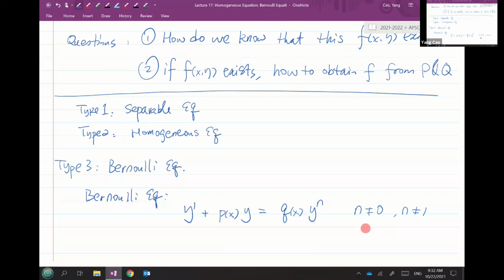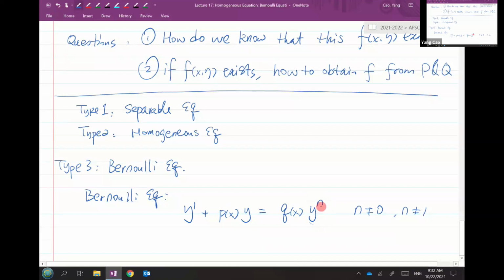Can anybody tell me why we're excluding n equal to 0 and n equal to 1? What happens when n equal to 0? When n equal to 0, you put n equal to 0 here, and you basically get 1, right? So then that equation becomes a linear first order ODE.